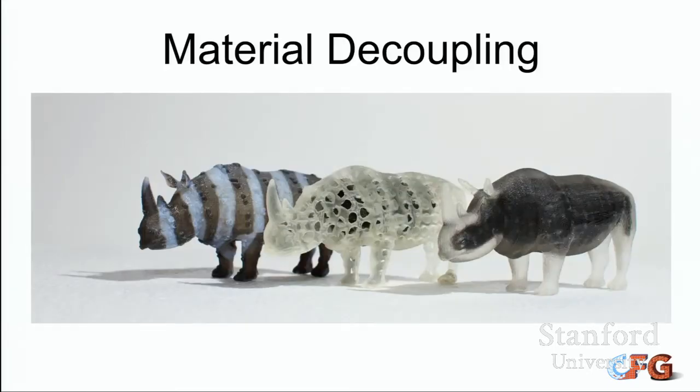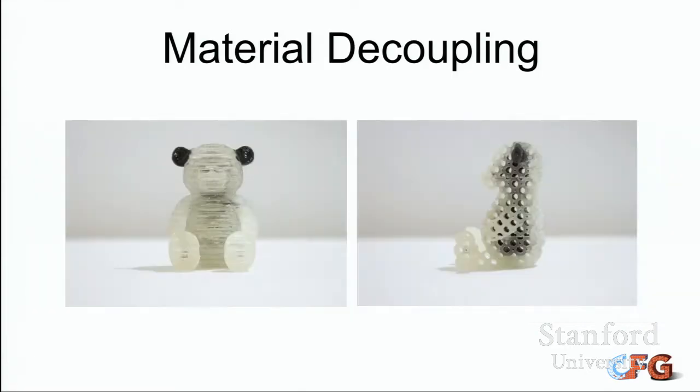I would like to show you what we can do with this type of pipeline. Let's have a look at some of the results. So first, it allows you to do material decoupling. What it means is that I can specify one external surface, but a number of different fablets. And as you can see, I can change the way, in this case, these Rhino models look by changing the material composition within the volume of each of the Rhinos.